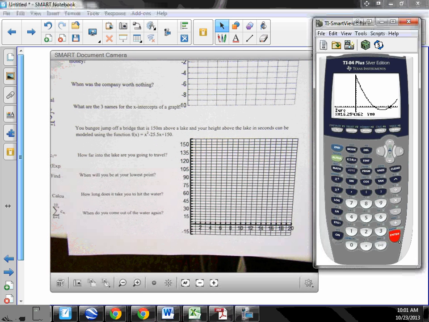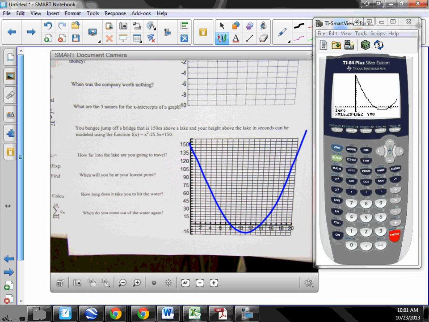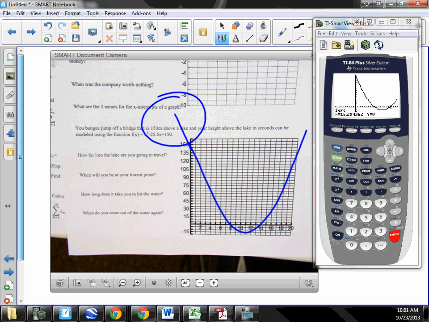All right, now, I want to point out that this story doesn't make sense everywhere. What would this part of the graph represent? Before you jumped, right? Well, that never really happened. You were at the bridge, and then you jumped off. You didn't start above the bridge. Also, what does this part of the graph represent? You just go flying right on past the bridge, which is impossible.